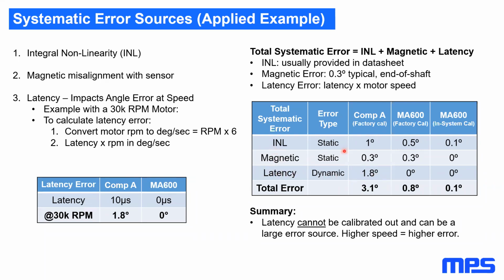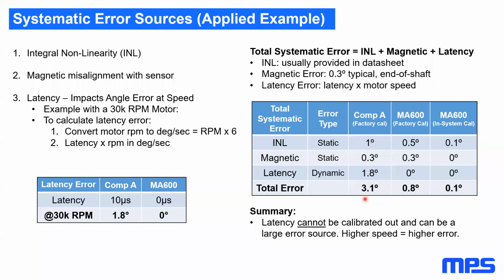But let's take an INL of, for instance, 1 degree, and then a magnetic misalignment, which causes a further INL of 0.3 degree. And then due to that 10 microsecond latency, a 1.8 degree lag that can stack up and cause up to a 3.1 degree error.